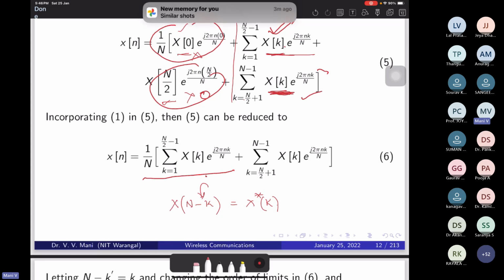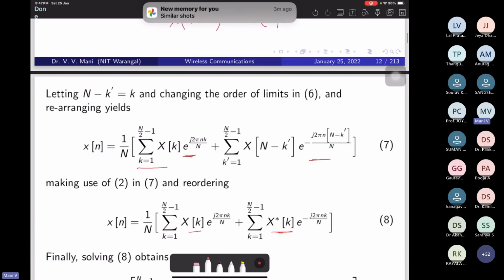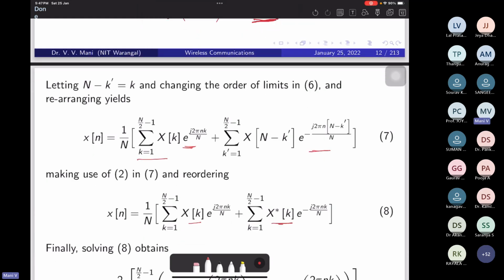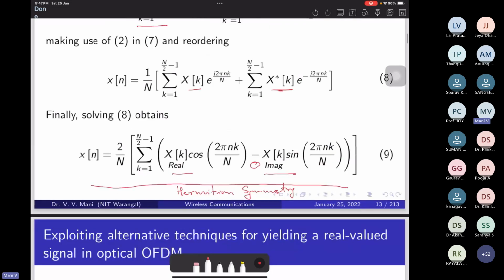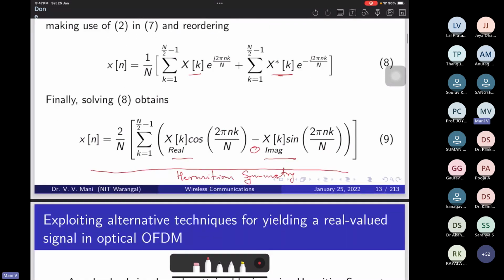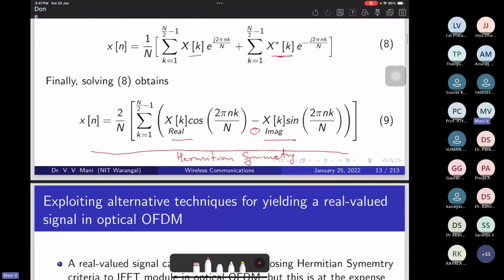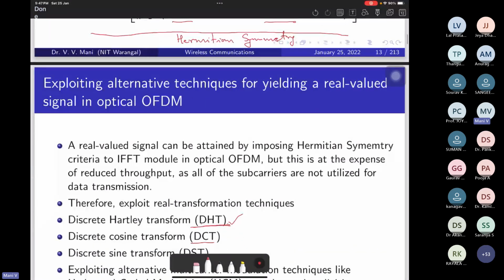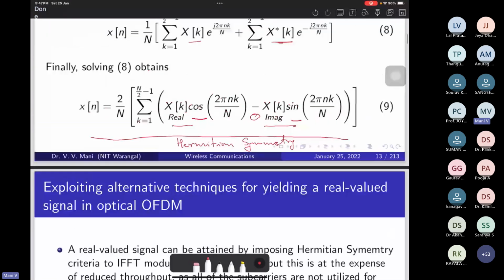Now we will use X[N minus k] as the conjugate of X[k]. If you use that conjugate of k, as in using the translation with the variables, finally what we obtain by solving this equation is a Hermitian symmetry. There is no complex conjugate. See, a cos format and a sine format, right? So cos and sine format, as we know, is a real valued signal obtained by Hermitian symmetry.